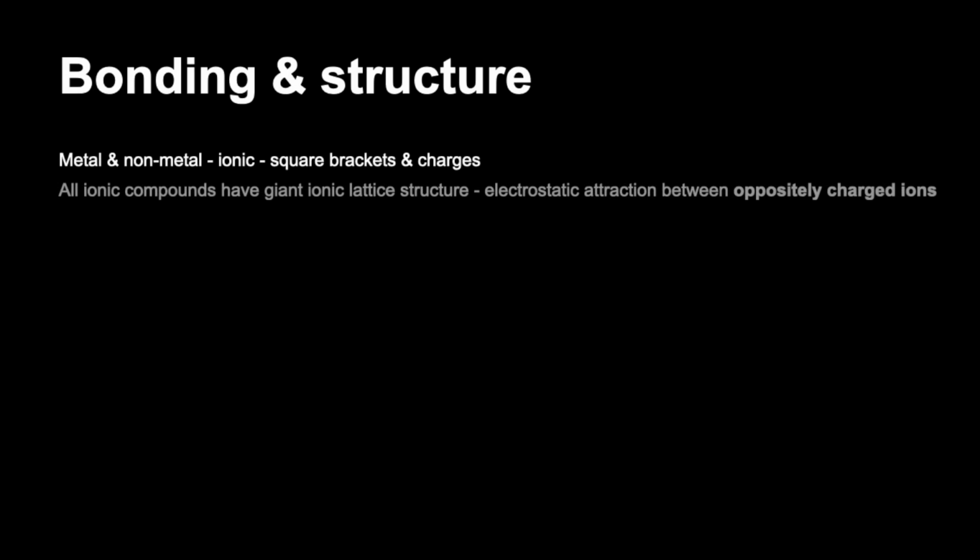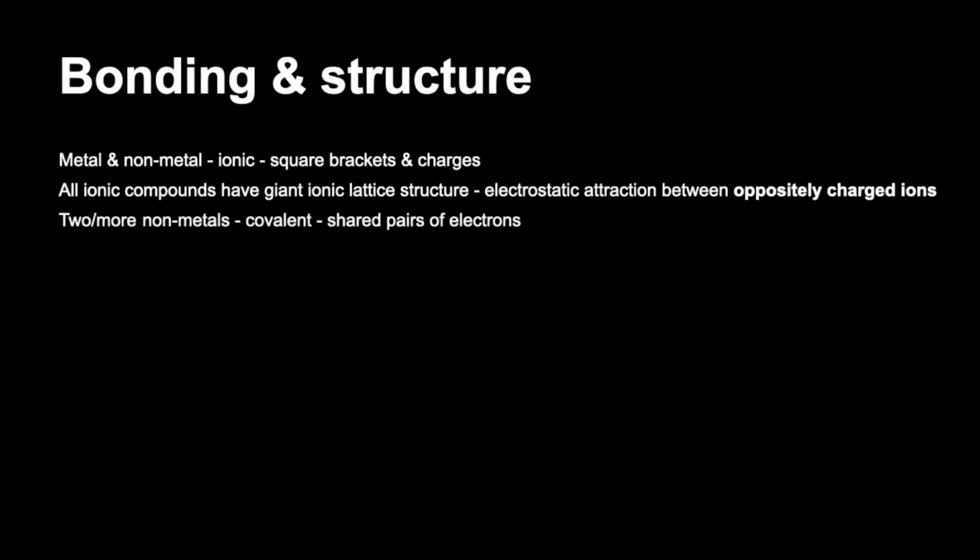Next topic we'll look at is bonding and structure. So there's quite a bit on this slide. So starting with metals and non-metals, they're going to have ionic bonds holding them together. So we need square brackets and charges. All ionic compounds have a giant ionic lattice structure. So that's the electrostatic attraction between oppositely charged ions.